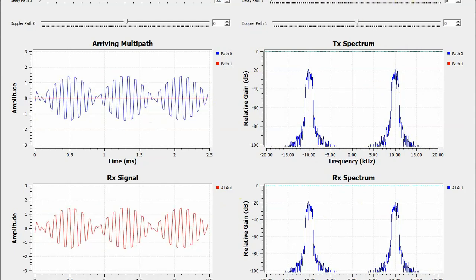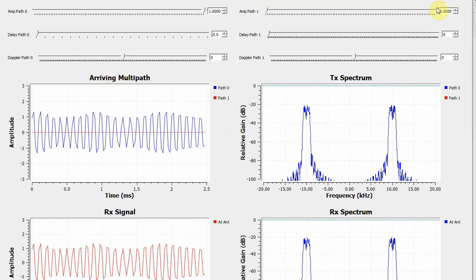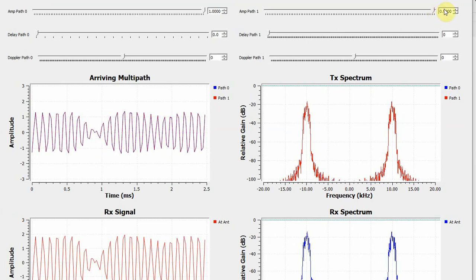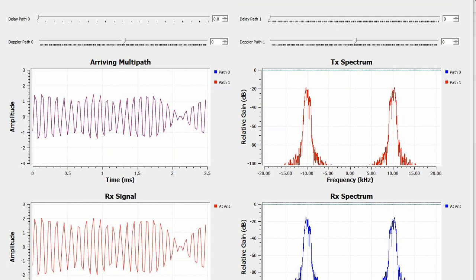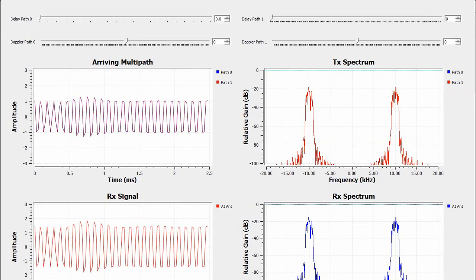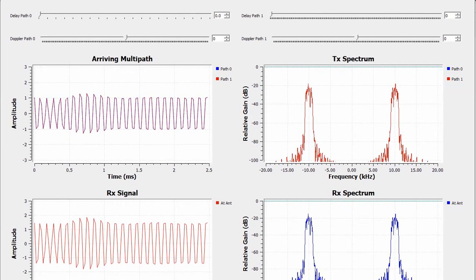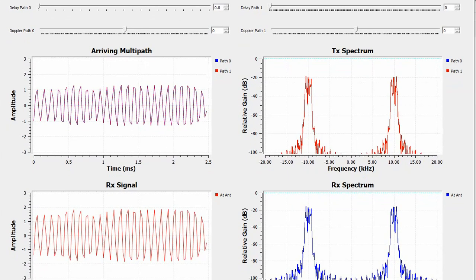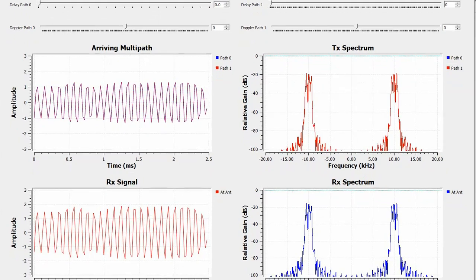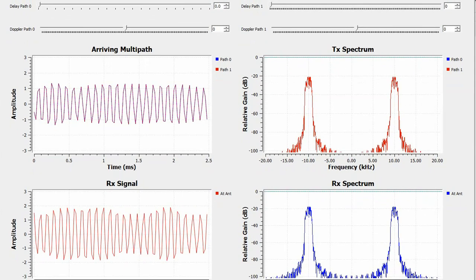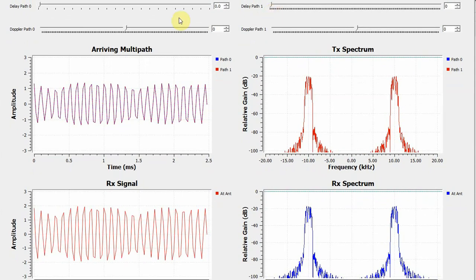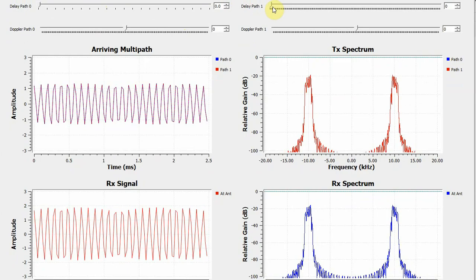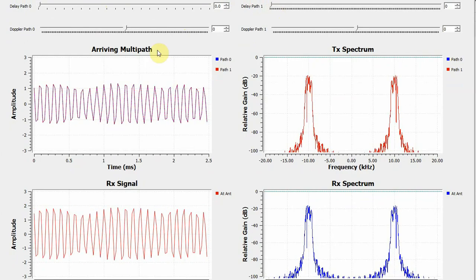The first thing we do is change this value to 1 as well, so that both the direct path and the multipath have equal power. This is something that helps in visualization, and then we forget about the amplitude. I'm not changing these delay values because we have already covered this in the section on delay spread.